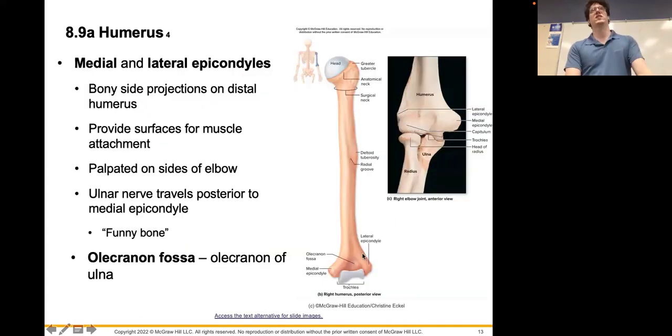Now, we also have this little cavity right back here that we call the olecranon fossa. The olecranon fossa is basically this divot for the olecranon process on the ulna, which is going to have this kind of U shape.